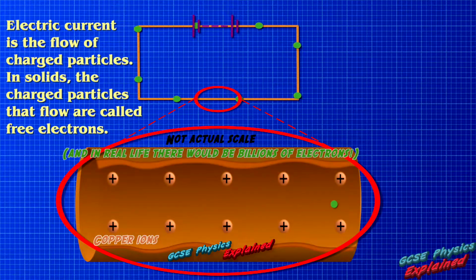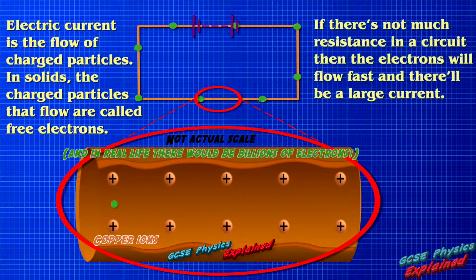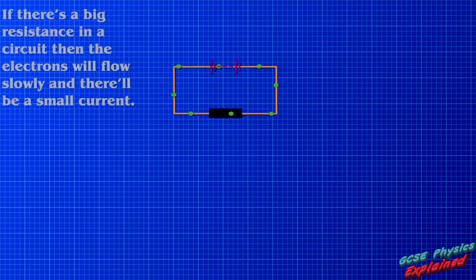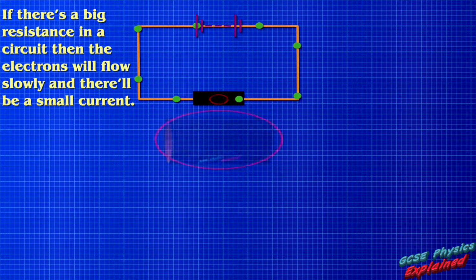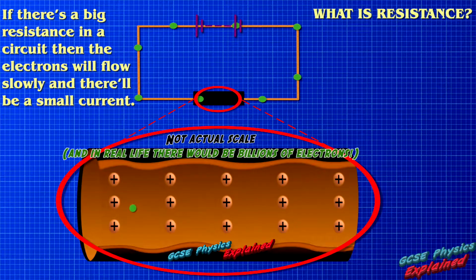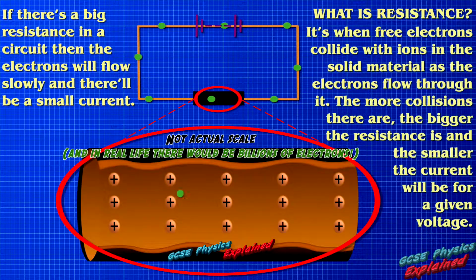Free electrons. If there's not much resistance in a circuit, then the electrons will flow fast and there'll be a large current. If there's a big resistance in a circuit, the electrons will flow slowly and there'll be a small current. So what is resistance? Well, basically, it's when free electrons collide with ions in the solid material as the electrons flow through it. The more collisions there are, the bigger the resistance is and the smaller the current will be for a given voltage. If you look closely at the animation, you'll see the collisions taking place.